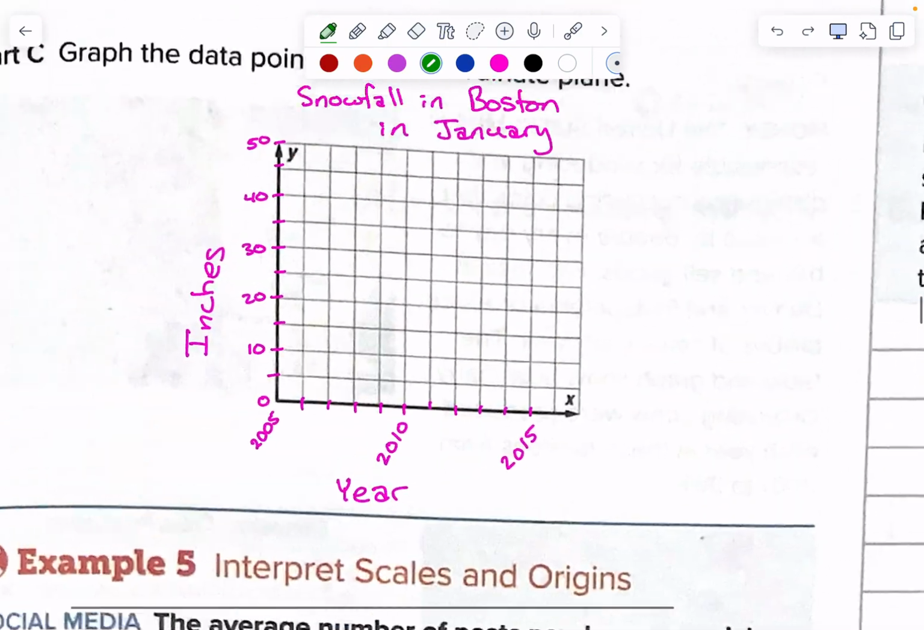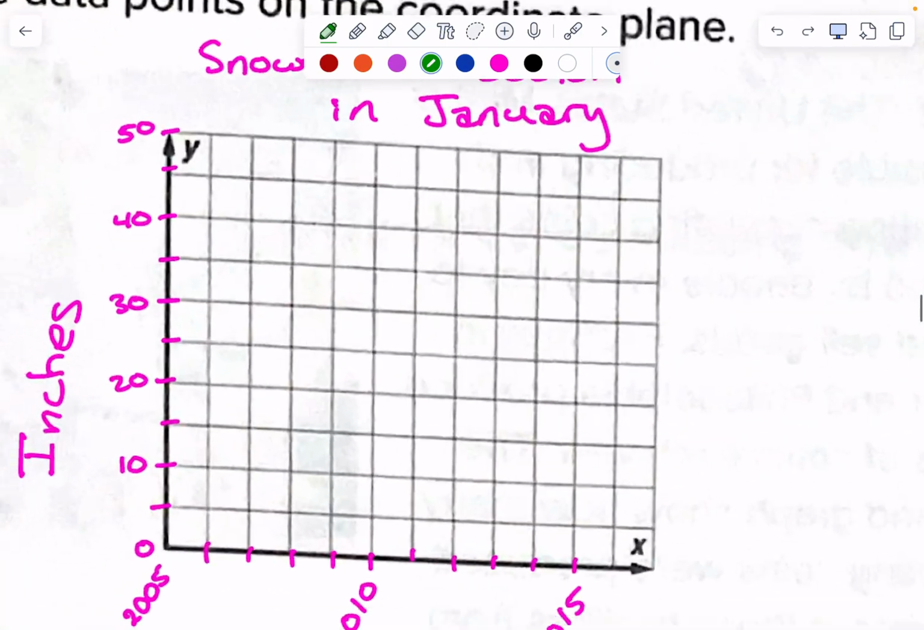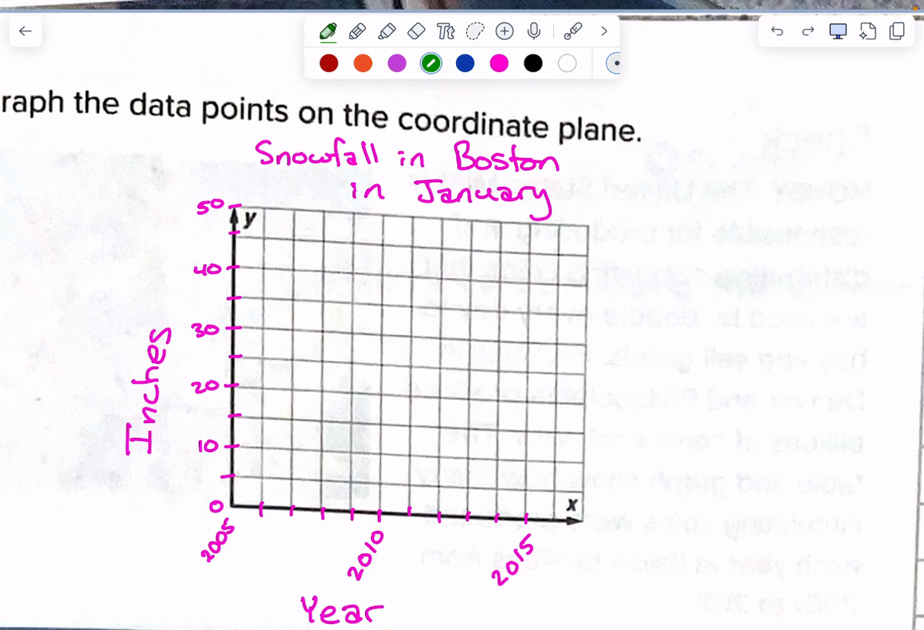I don't have the numbers. Somebody read the numbers to me. 2005, 43.3. We'll go right there. Next. 2006 is how much? 8.1. About there. Next. 1. Right there. Next. 8.3. About there-ish. Next. 23.7. About there. Next.